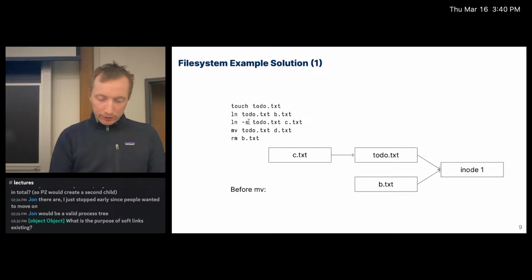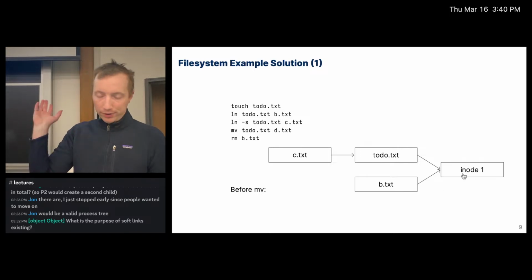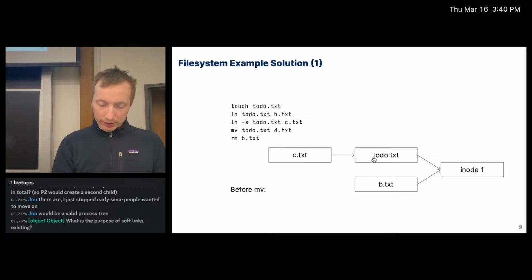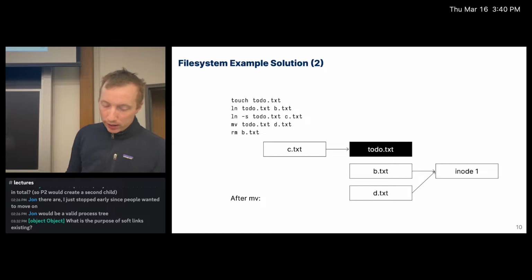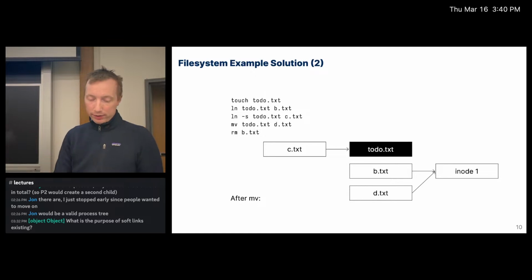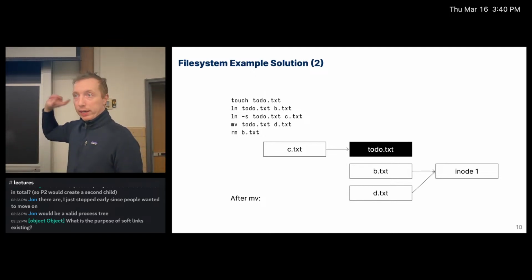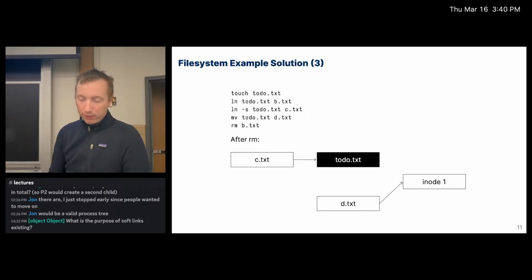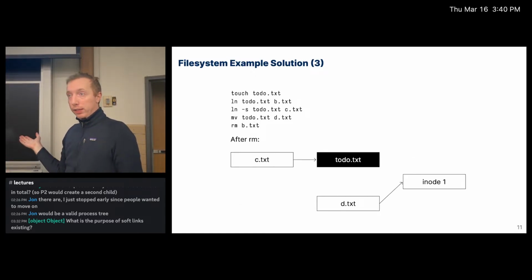So here is the solution to this. Right before the move, when we have two hard links to inode 1, you just give it a name, and then you have c.txt pointing to to-do.txt. After the move, all I do is rename to-do.txt to d.txt. So now that soft link is pointing at a name that no longer exists, and now b and d.txt point to the same inode. And then right after the remove, I only have d.txt pointing at that inode now, and now c.txt points at to-do.txt, which doesn't exist.